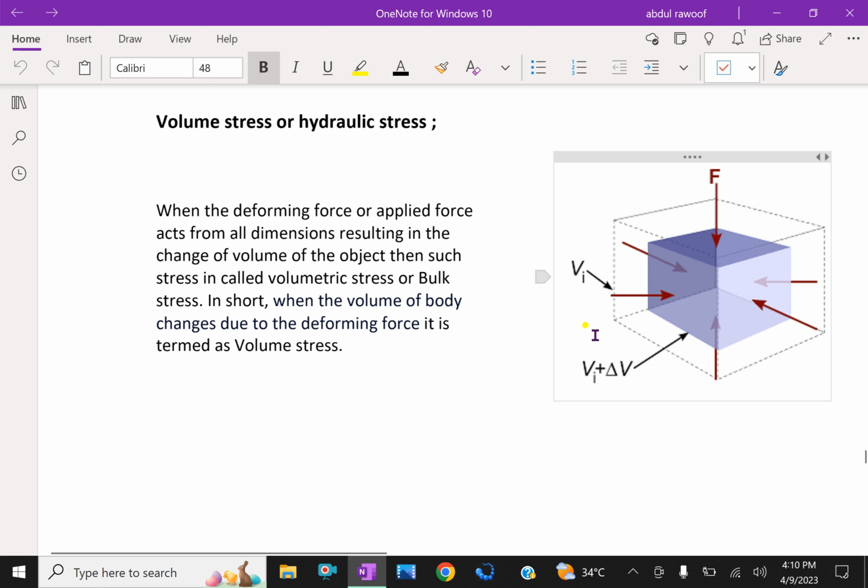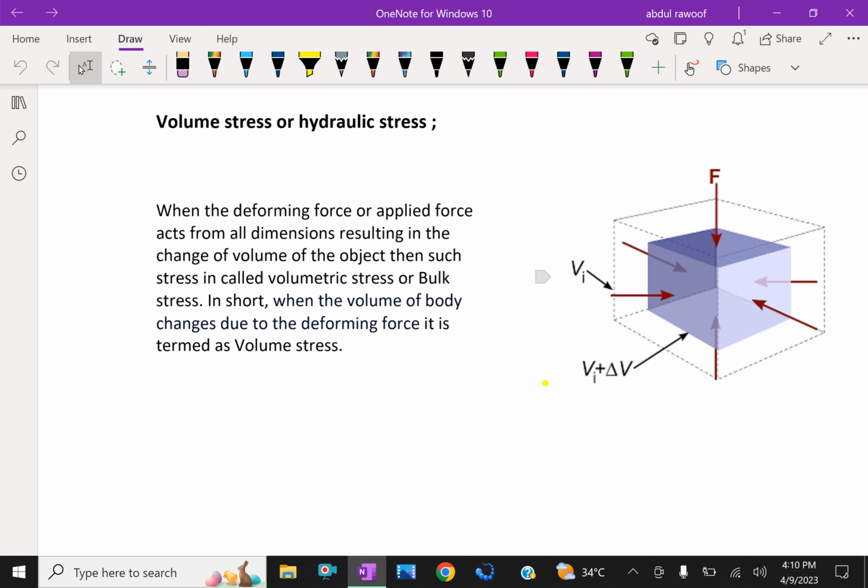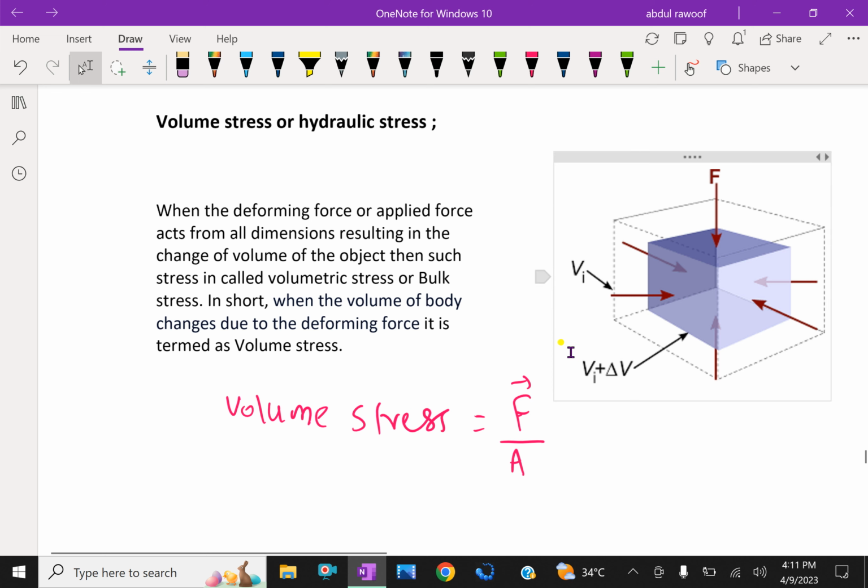Here the volume stress formula is F by A. Volume stress equals force by unit area. Volume stress produces change in size without change in shape of the body. It's called hydraulic or hydrostatic volume stress, as shown in the figure here.